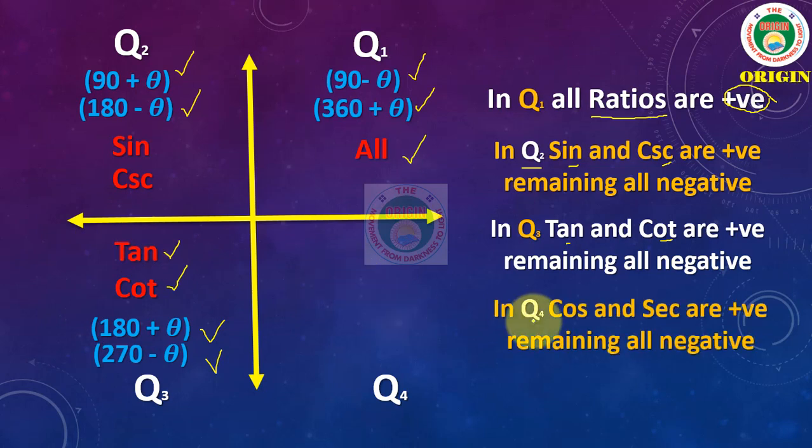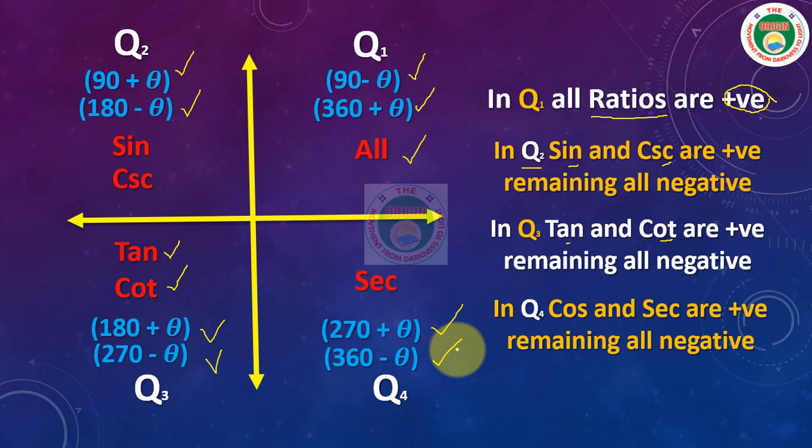So next quadrant 4, cos and secant are positive. What is the quadrant 4? Remaining angles are cos and its reciprocal. So in quadrant 4, only cos and secant are existing. So angles are 270 plus theta and 360 minus theta. So here cos and its reciprocal are existing. That means these two ratios are positive, remaining ratios are negative.